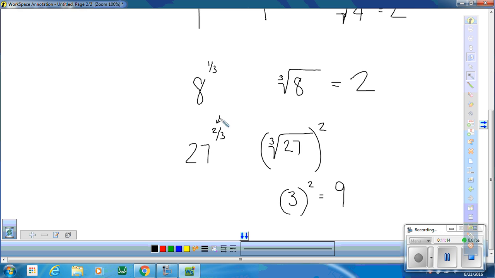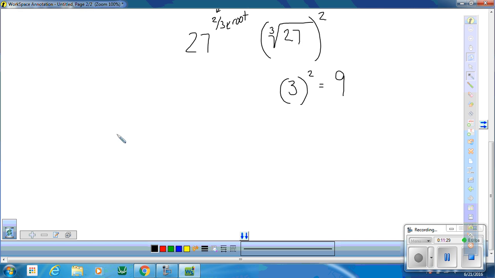So this is my power, and this is my root. So we've got a power and a root. So I took the root, and then I took it to the 2nd power. You can go back and forth. I can write any radical as a fraction exponent.